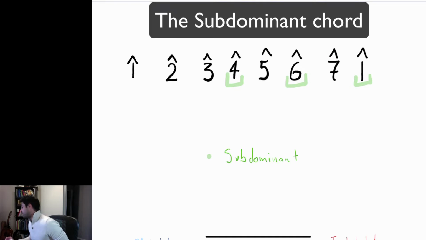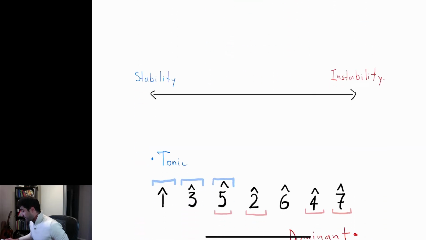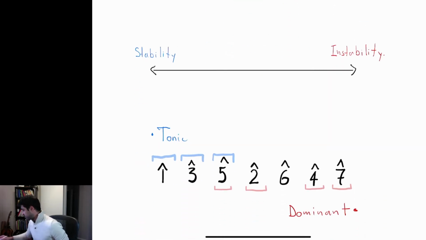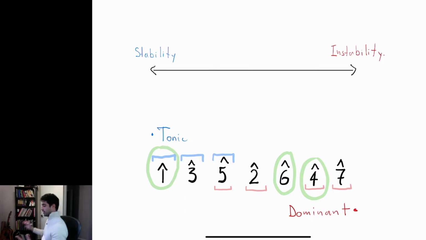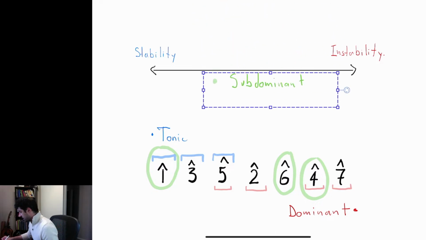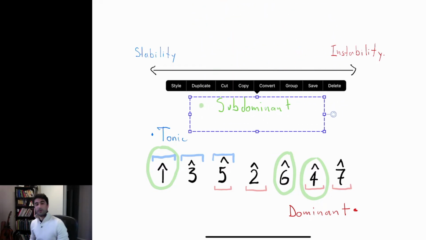Since we know that tonal music uses tertian chords, we know that the subdominant has scale degrees 4, 6, and 1. So let's go to our stability, instability spectrums. The notes of the subdominant chord will be here, here, and here. And if you just look at it, you can see that the subdominant, tension-wise, is somewhere in the middle between the tonic and the dominant. It's a little more tense than the tonic, but it's definitely not as tense as the dominant.